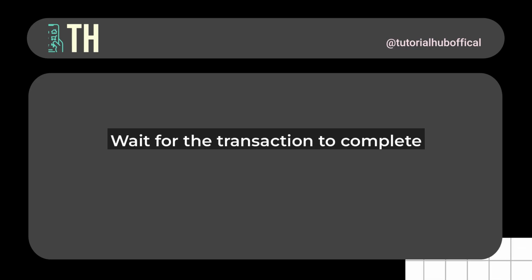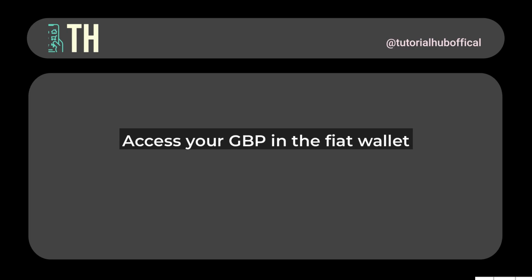Once you're ready, click Convert, and wait for the transaction to process. It should only take a few minutes. After the conversion, your GBP will appear in your Binance fiat wallet. If you need to withdraw it, go to the Withdraw section, select GBP, and choose your bank account.